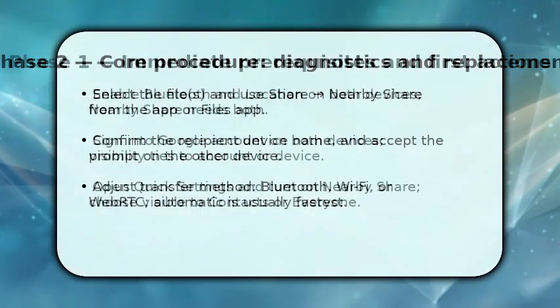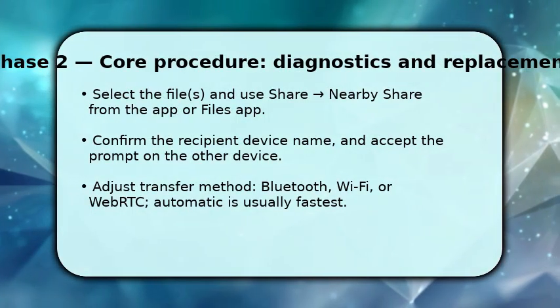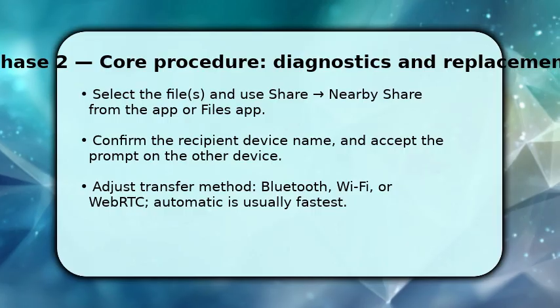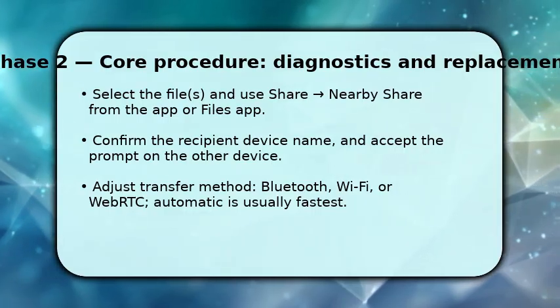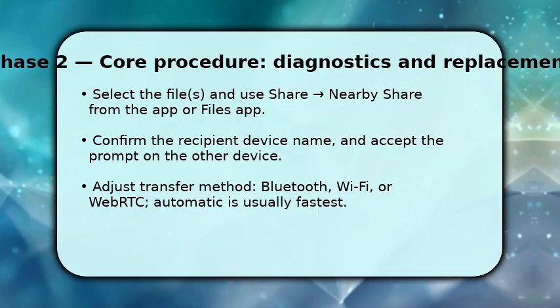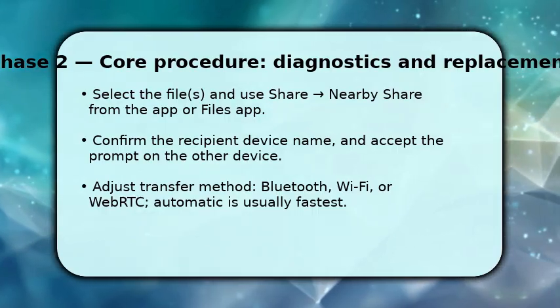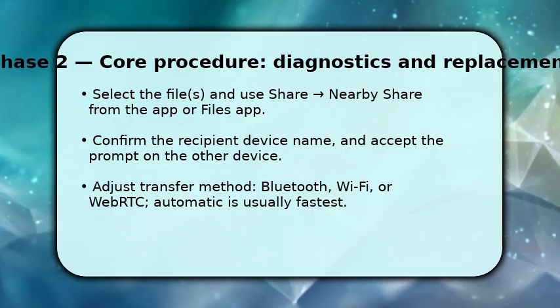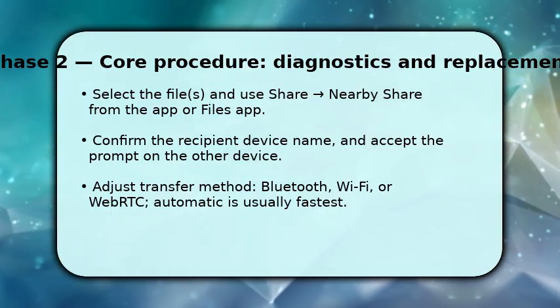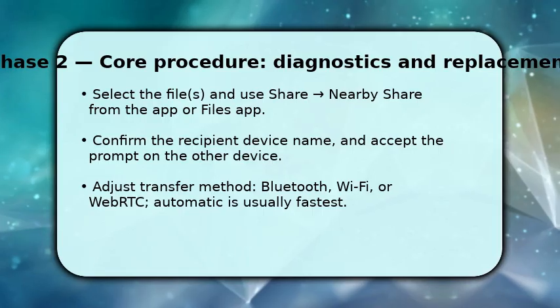Now you perform the transfer itself. Select the file or photo and tap Share, then choose Nearby Share. Use the file's app or gallery depending on content. You should see the recipient's device name. Make sure it matches the person you expect, and then initiate the send. The other person accepts the incoming prompt.